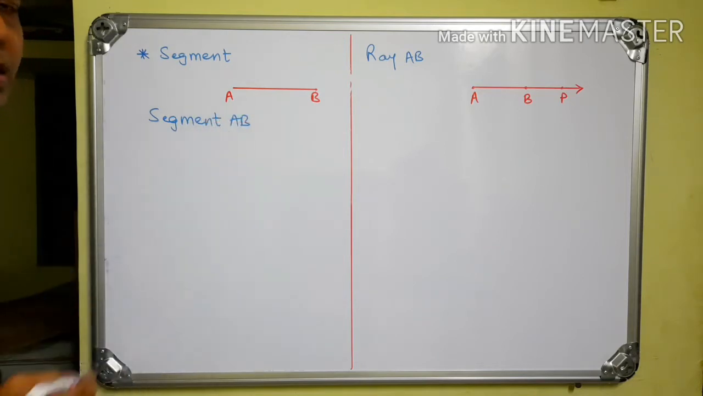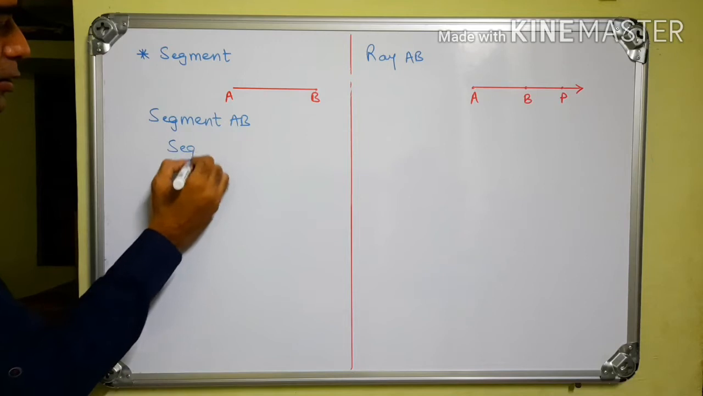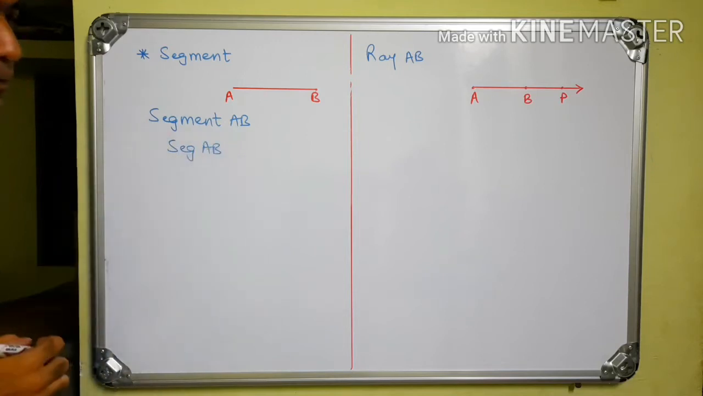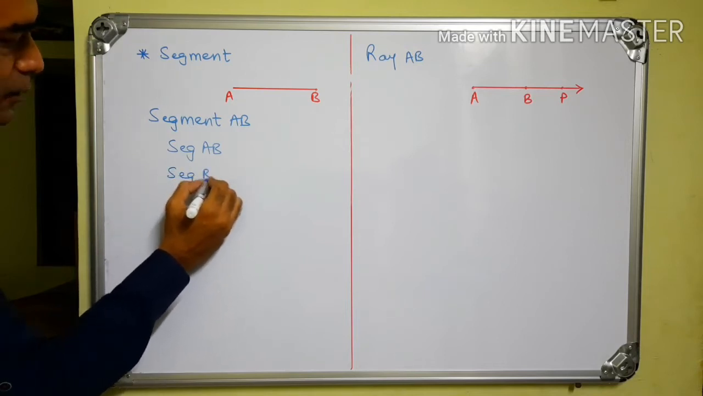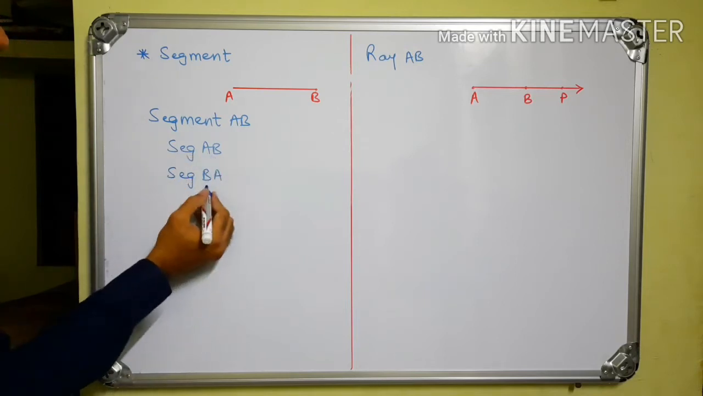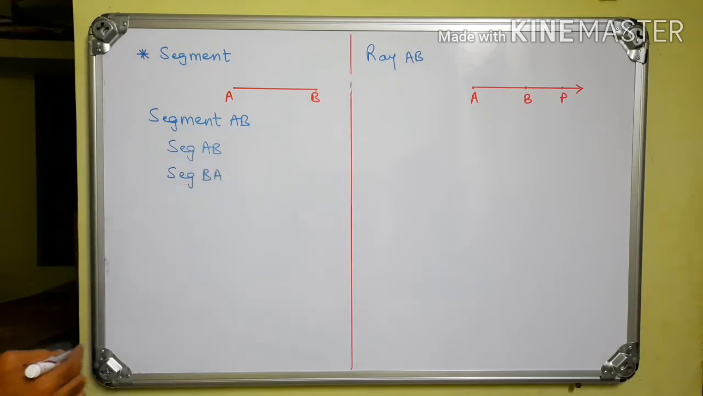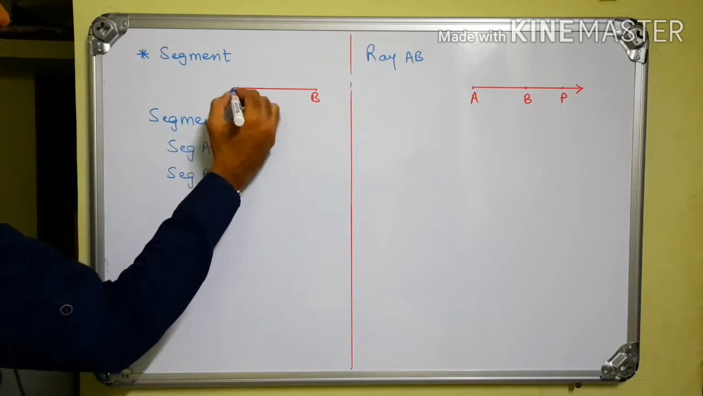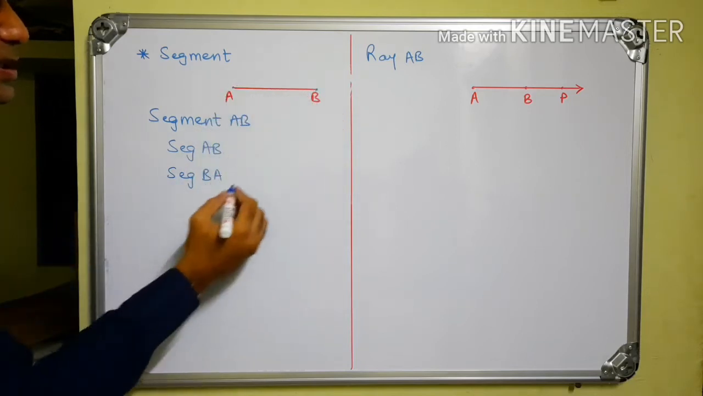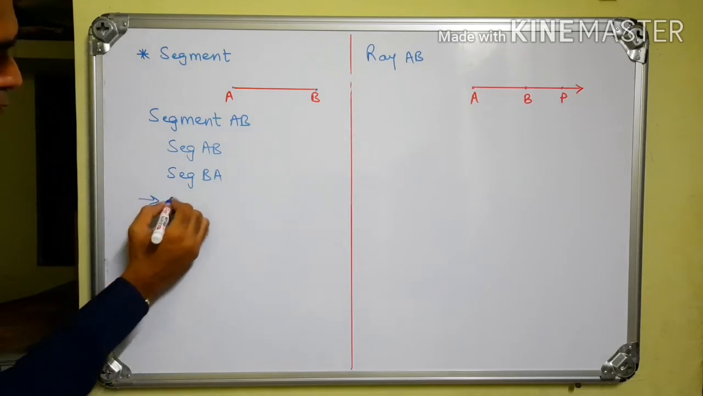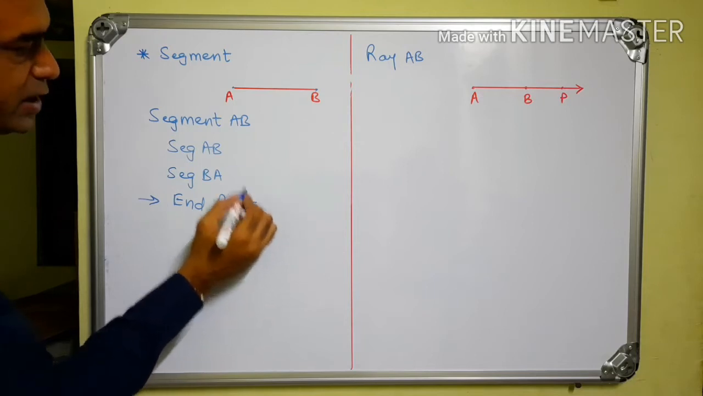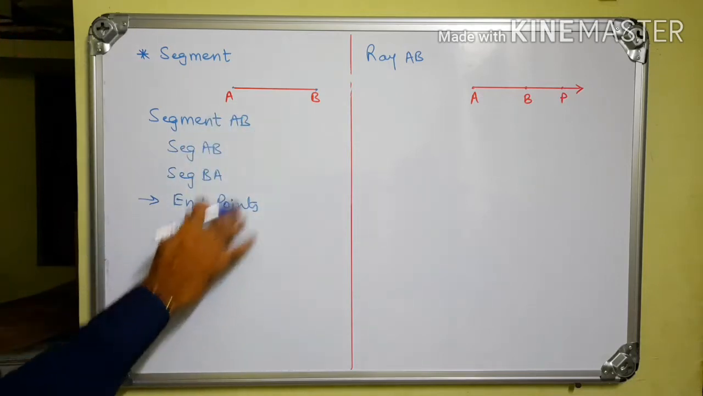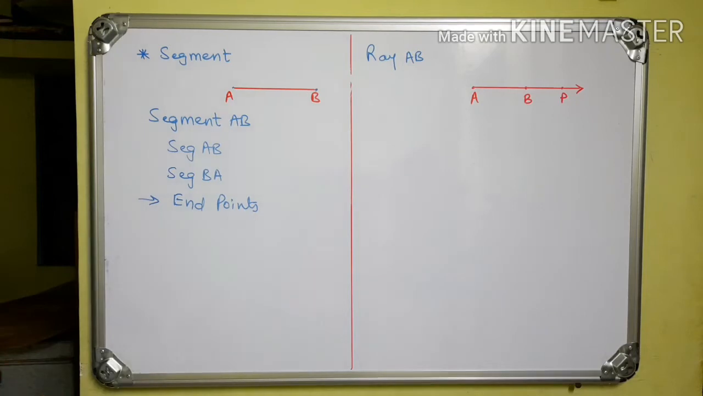And segment AB is written as seg AB in short. Seg AB, or this can also be written as seg BA. Segment AB and segment BA are one and the same thing. Now point A and point B are called the endpoints of the segment AB.